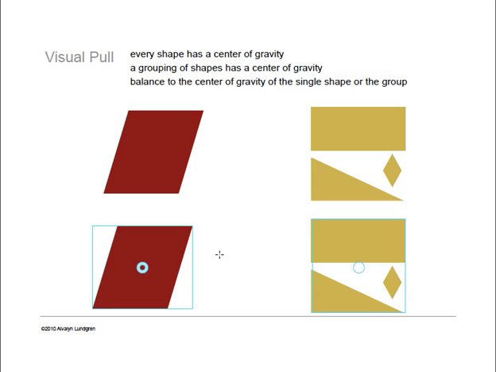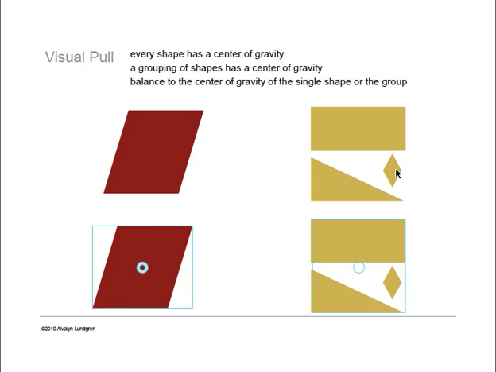Along with visual weight is the idea of a center of gravity. Every shape has a center that we are automatically aware of. So if we look at this parallelogram, we understand that there's a gravitational center right in here, and our eye is going to search for that and want to land on it. It's basically the balance point for that shape. And we can find it if we draw a frame of reference around the shape. We can actually find that visual center by finding the center of the frame of reference.